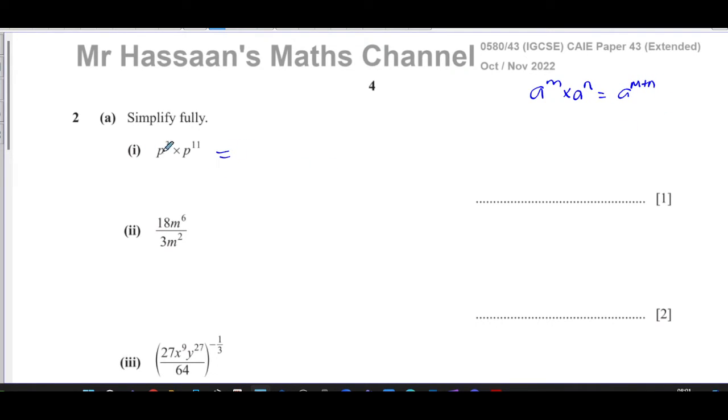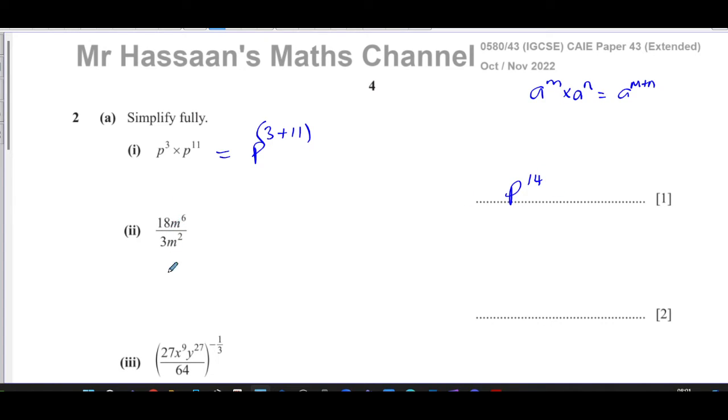And the reason being is because p to the power of 3 means p times p times p, and p to the power of 11 means p times p by itself all the way 11 times. So altogether, if you wrote it out in full, you'd have 14 p's multiplied by each other, which can be written as p to the power of 14. So that's the reason you add the powers. So it's p to the power of 3 plus 11, which is p to the power of 14.